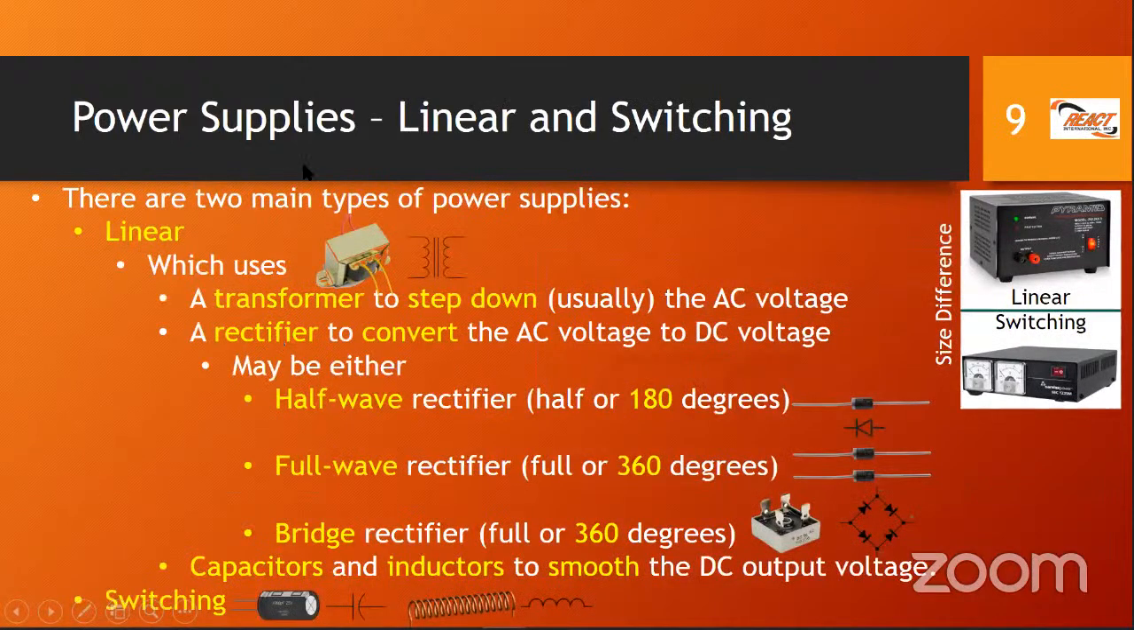Now there are two general types of power supplies that we need to be concerned with: the linear type and the switching type, also sometimes called switch mode. So these are the two types of power supplies. But what's the difference between them? So first of all, a linear power supply uses a transformer. So we did transformers. So you'll start to see that we're actually coming together with the various components that we learned during the course so far.